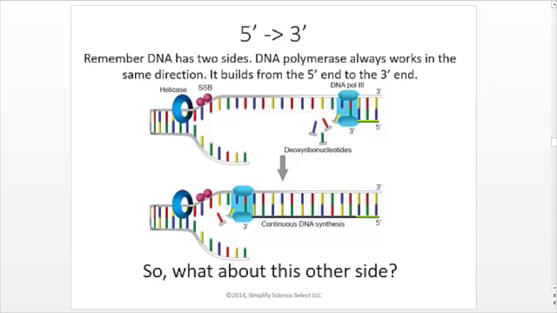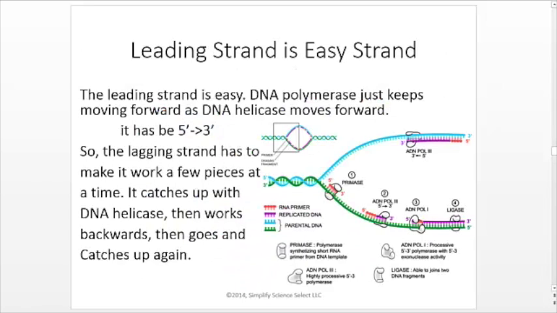Now, if you remember, DNA has two sides. The polymerase has to work from the 5' to the 3' side. It's the only way that it'll work. Now, this leading strand is easy because the helicase moves forward and the polymerase moves forward. They're both moving forward in the same direction.